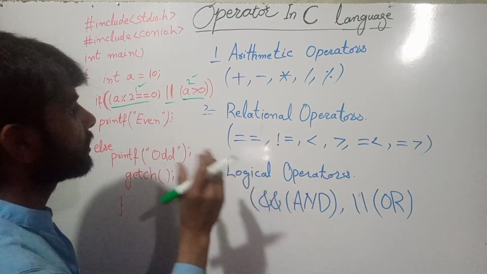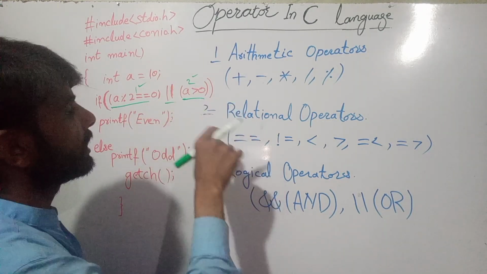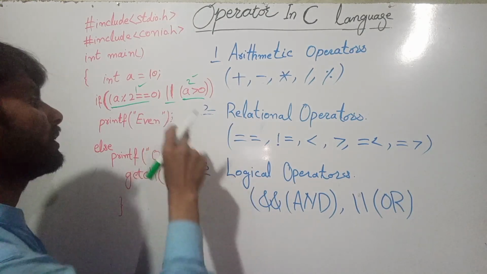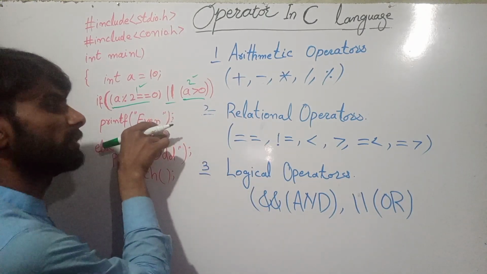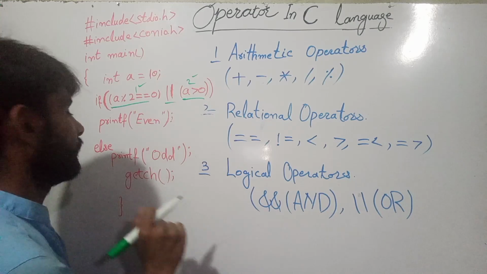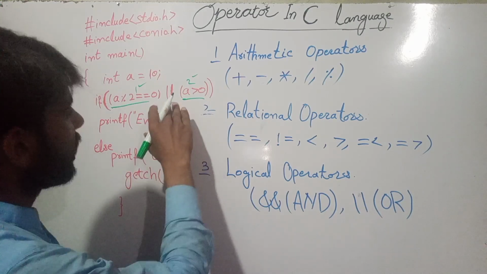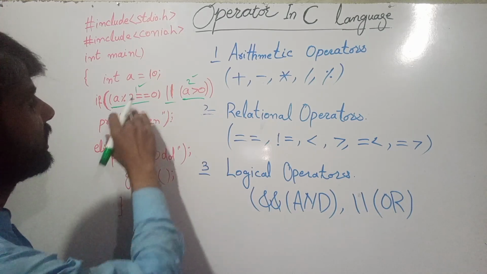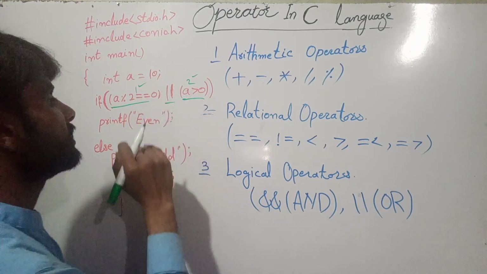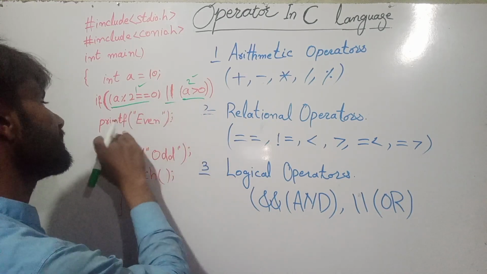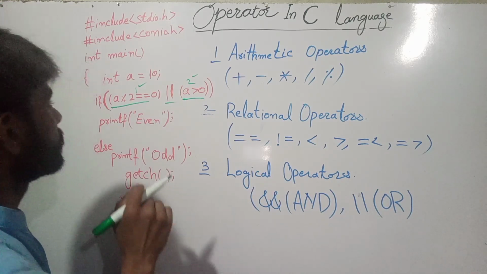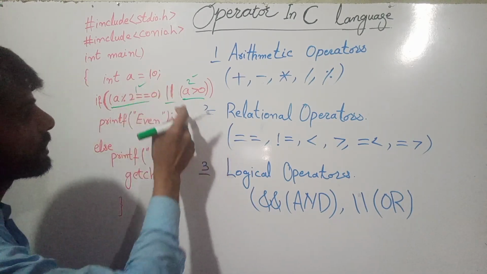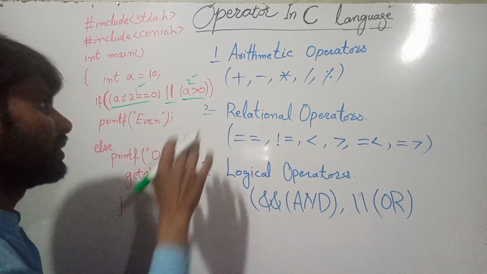In the AND operator, if any one statement is wrong, then this statement will be skipped and will not be printed, right? So now I have written the OR operator. OR means that if any condition becomes true, then this statement will be executed, right? So the first condition is true, and the second condition is true, right?